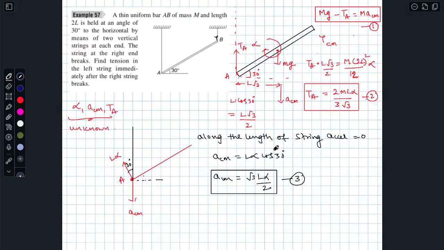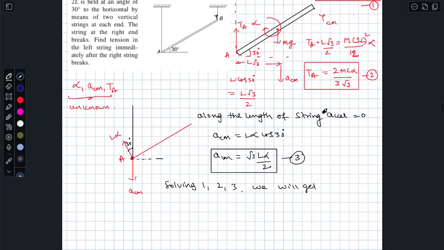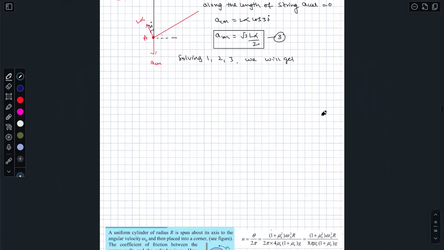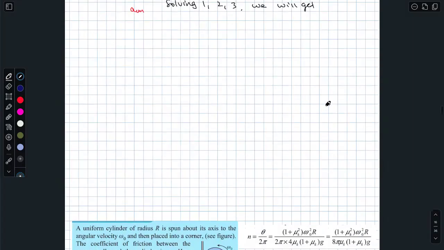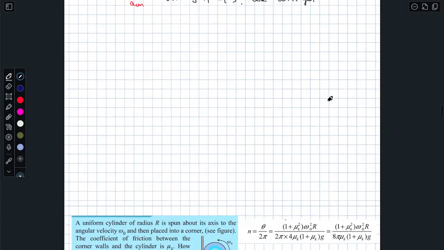So may I leave this here because we need to do a lot of questions today. So solving 1, 2, 3, we will get all the 3. I'm just leaving. Any doubts you can ask me. Next question. It comes under the same scheme, small change.